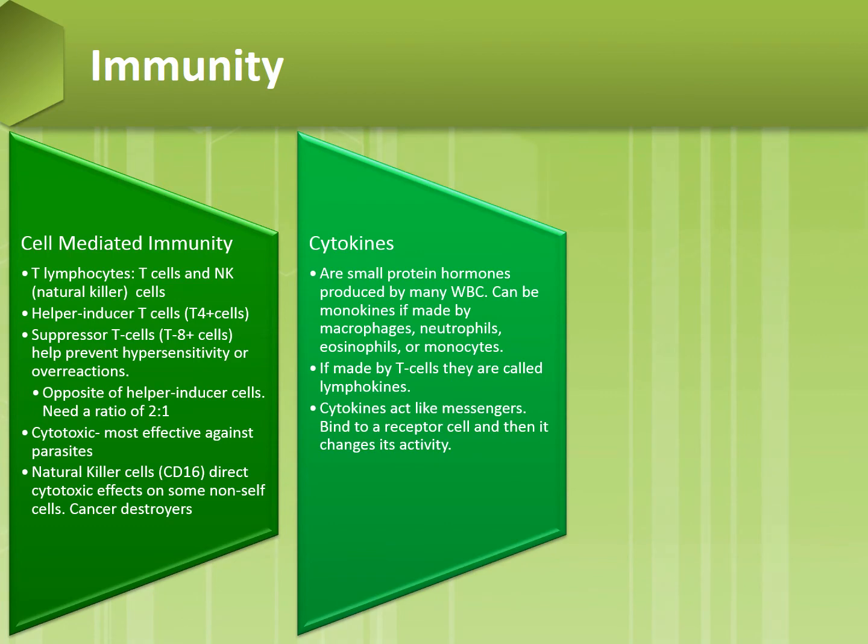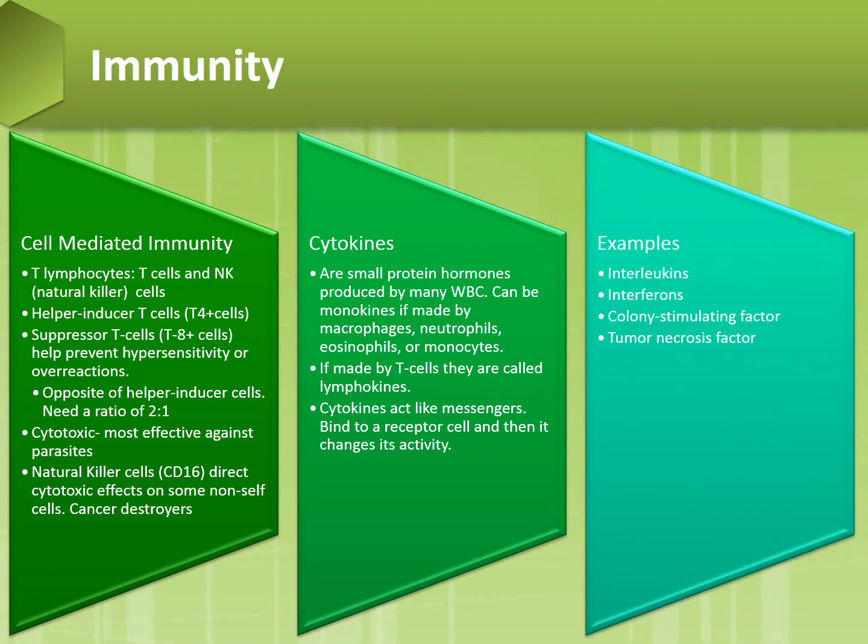Cytokines are small protein hormones produced by many white blood cells and can be monokines if made by macrophages, neutrophils, eosinophils, or monocytes. If made by T cells, they are called lymphokines. Cytokines act like messengers, and they bind to a receptor cell, and then it changes its activity. Some examples would be interleukins, interferons, colony stimulating factor, and tumor necrosis factor.